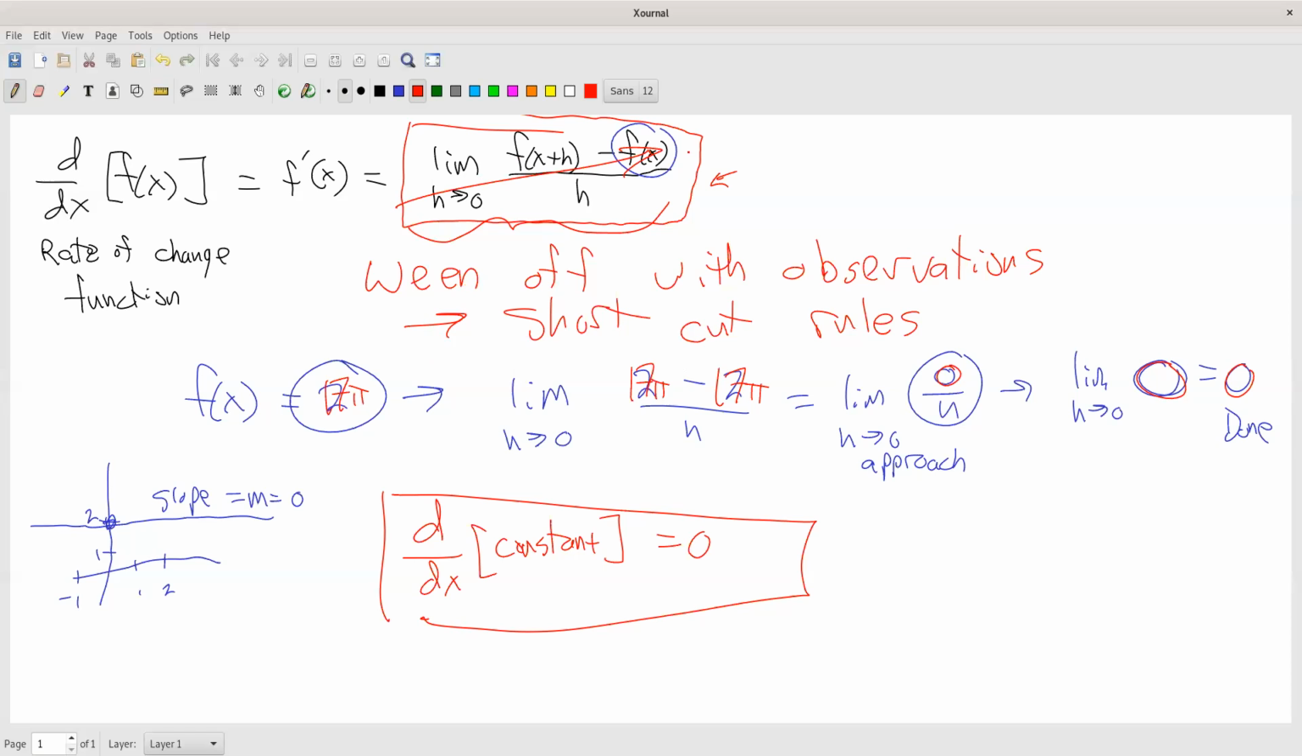Now, this is still important. This is the definition. Somebody says, what is a derivative? That is a derivative right there, right? But we're developing shortcut rules. All right, so a collection of shortcut rules, and then I'm going to prove a couple of them.